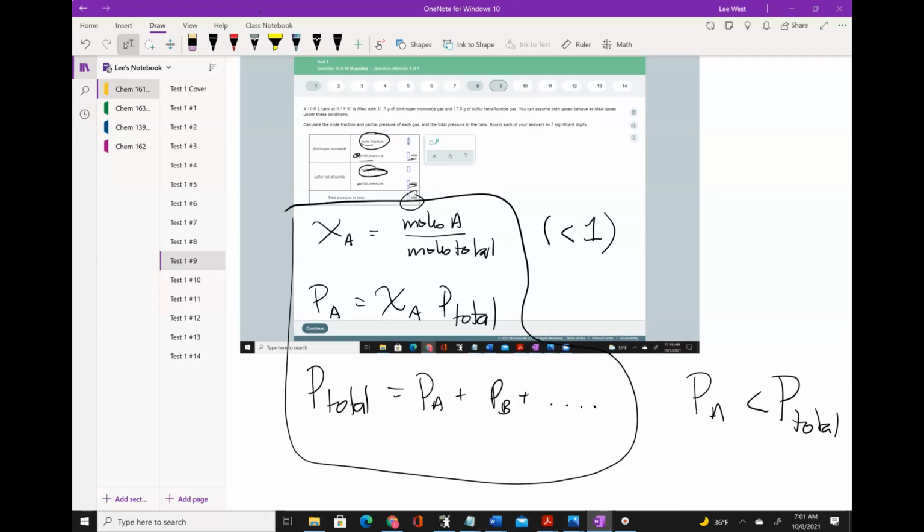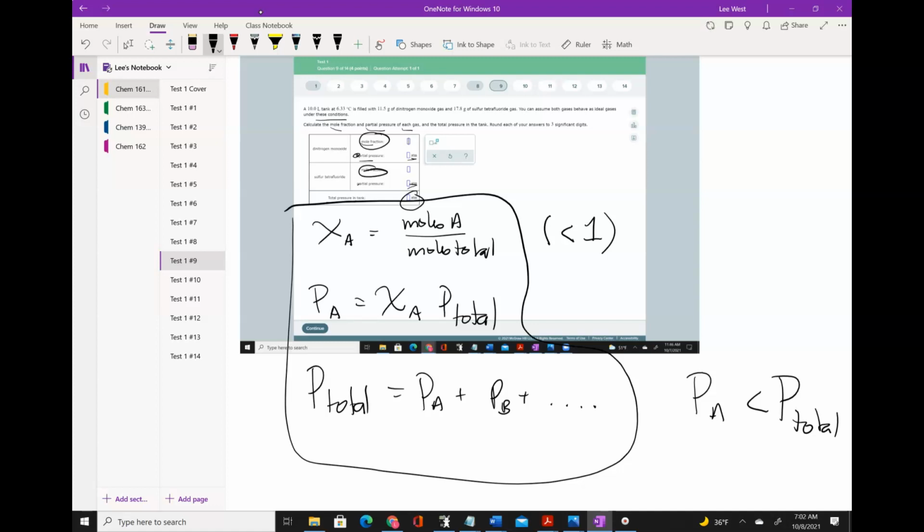It says we have a 10-litre tank at 6.33 degrees Celsius filled with 11.5 grams of dinitrogen monoxide, N2O, and 17.8 grams of sulfur tetrafluoride, SF4. You can assume both gases behave as ideal gases under these conditions. Calculate the mole fraction and partial pressure of each gas.